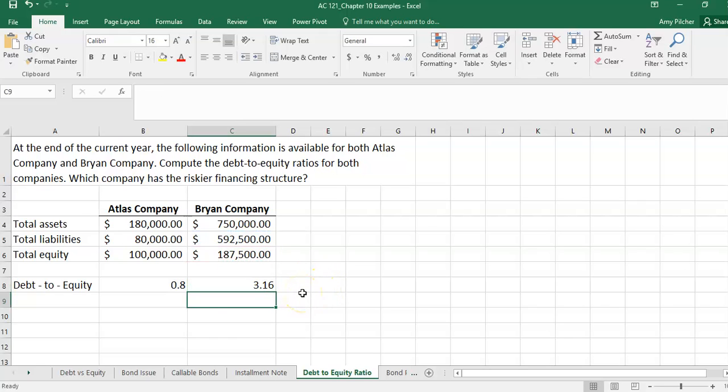So when we look at which company has the riskier financing structure, that would be the second company, or Bryan Company. Their debt to equity ratio is over 3. So that's actually a very concerning debt to equity ratio. This company has a lot of debt that they're currently carrying. And this would be a concern for anyone that was looking at investing in them or anyone that they had gone to borrow money from for any reason.